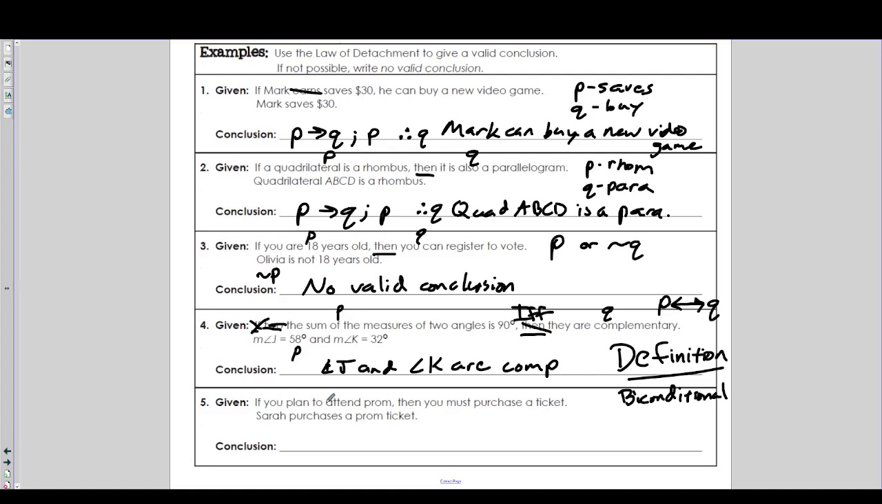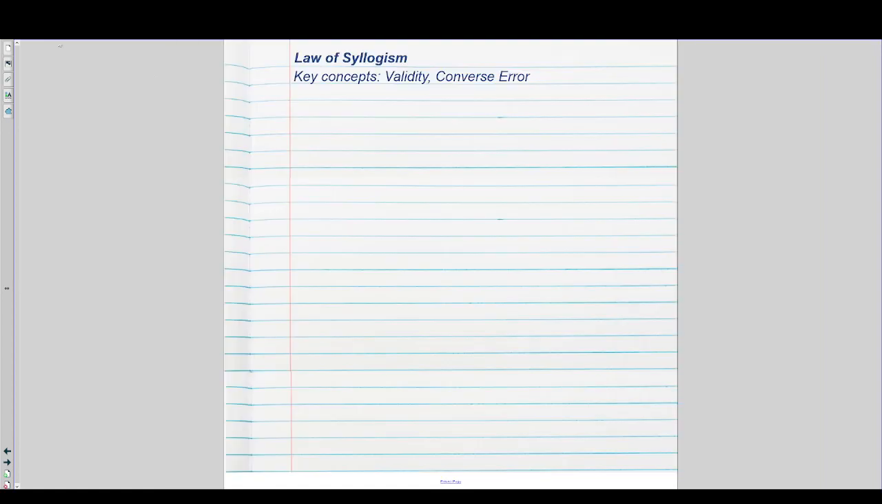And the last one, if you plan to attend prom, that will be P, then you must purchase a ticket. That's Q. Sarah purchases a prom ticket. That is Q. So we cannot draw any valid conclusion from this pair of statements. Remember that if it said Sarah did not purchase a prom ticket, we could actually conclude that she is not planning to attend prom. So that would be using the contrapositive and using not Q to draw a conclusion about not P.